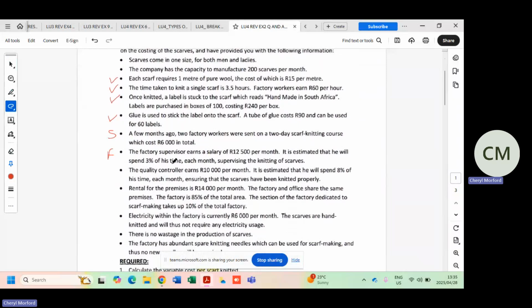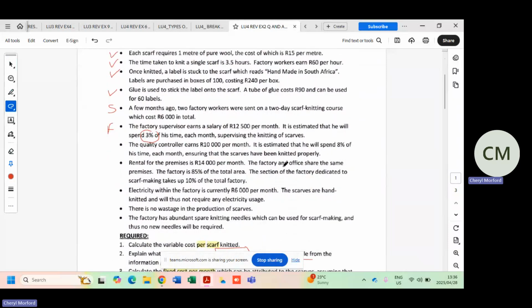So let's read this properly. This factory supervisor, besides being paid 12,500 a month, is going to spend 3% of his time supervising the knitting of the scarves. So that calculation, we need to adjust a bit. We're only going to find the 3% of the 12,500, and that will make it a fixed cost.